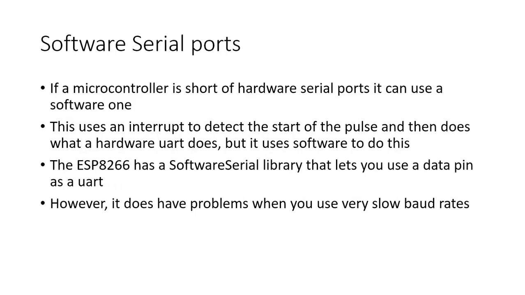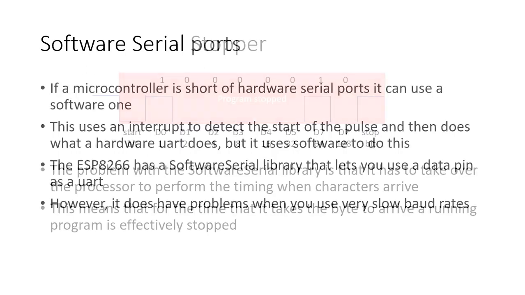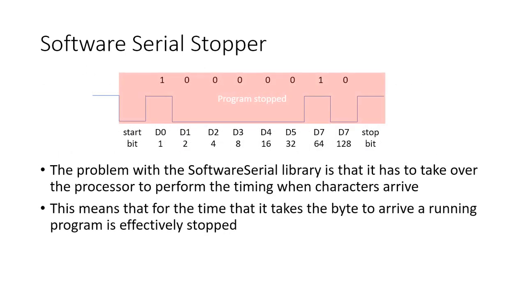That's fine, but sometimes you want to talk to more devices than you have hardware serial ports. Boo! At this point, you can always resort to a software serial port, which does the same thing, but uses the processor to do the timing and collecting of the bits. This is fine. You can use this as a software serial library on the ESP8266, which works wonderfully. And you can have 4 or 5 of these if you want, but there are problems when you use very slow data rates, because if you look at my data signal, there's that D6 that should be D7, that's wrong, but I apologize for that, never mind.